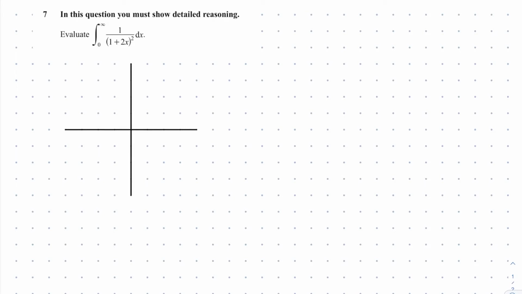Hello, today we're going to be tackling an improper integral question. The question, which you can see on your screen, is as follows. Integrate between 0 and infinity 1 over, all in brackets, 1 plus 2x, close bracket, squared.